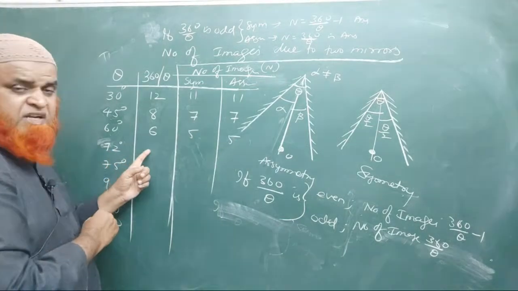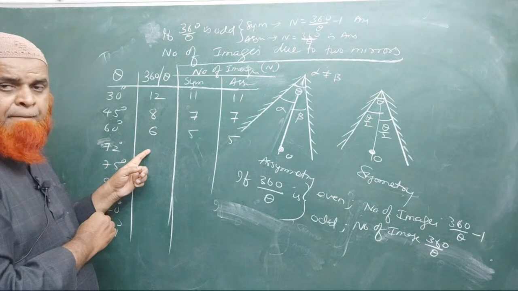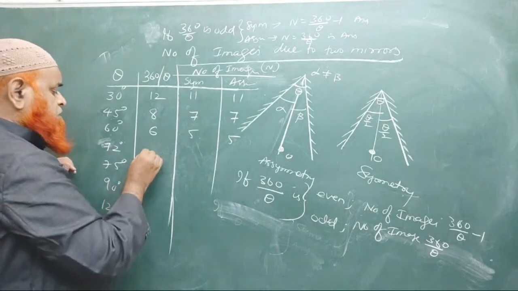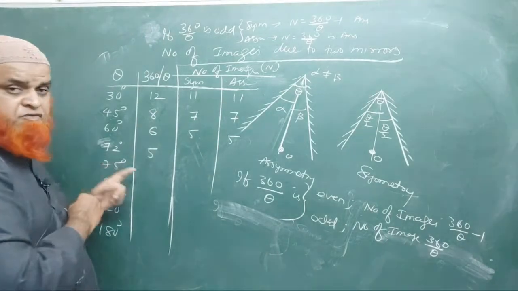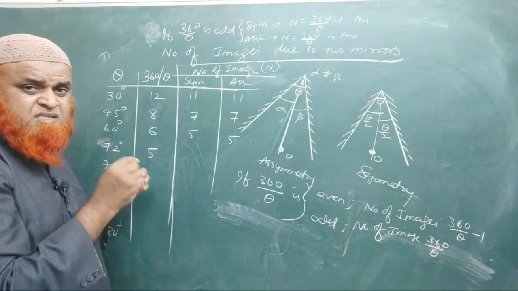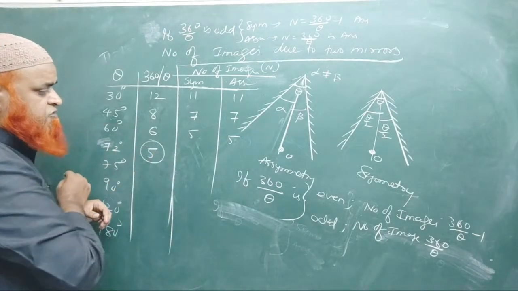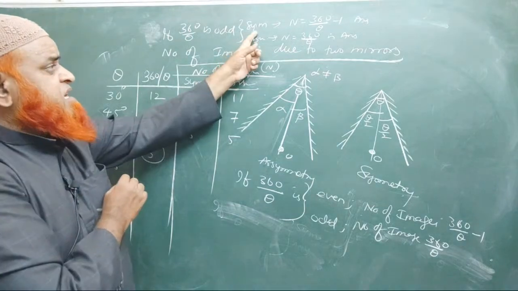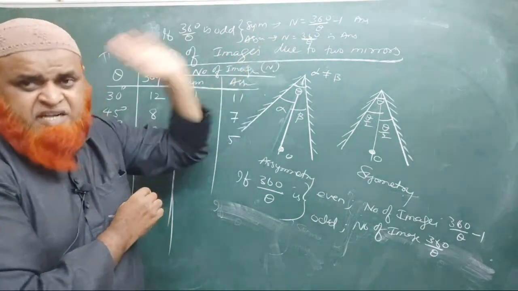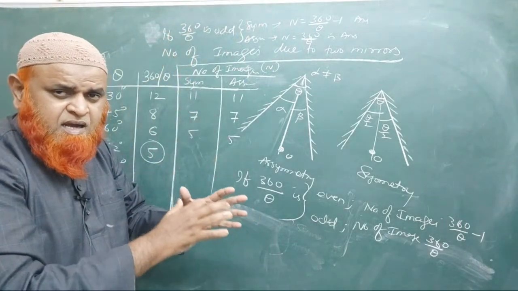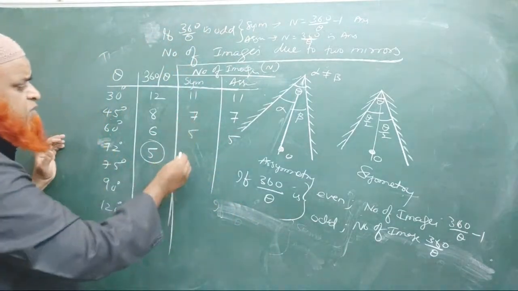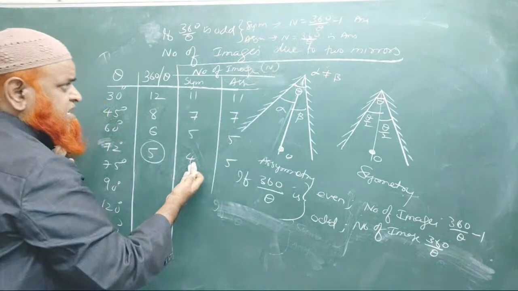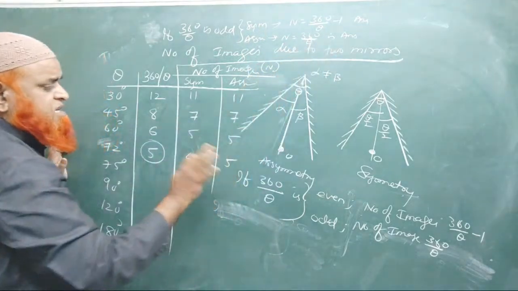72 means how much you will be getting? I think you will be getting 5, which is odd. This is the special case. First time you are getting odd. If 360 by theta is odd, then symmetry is 1 less, asymmetry as it is. Symmetry 1 less means you will write 4 here, and this is as it is.